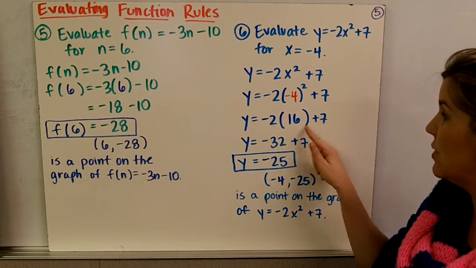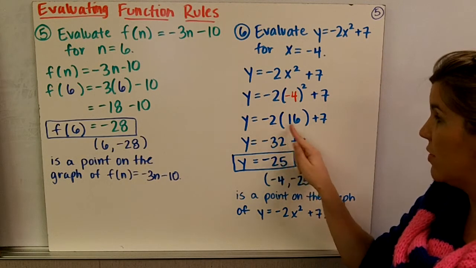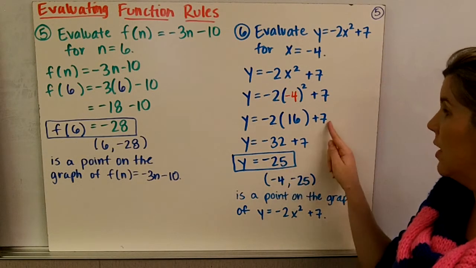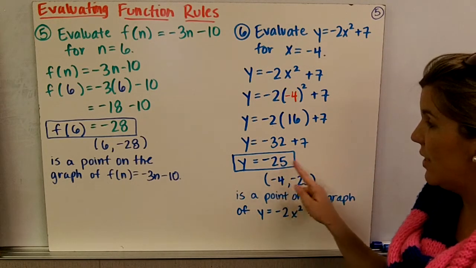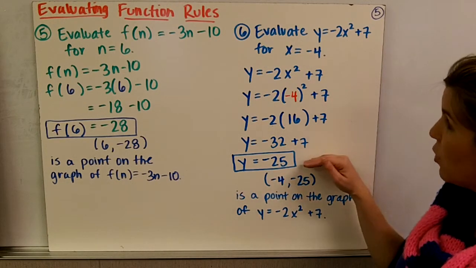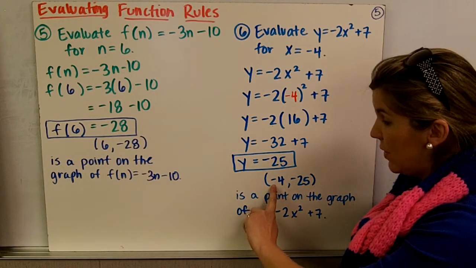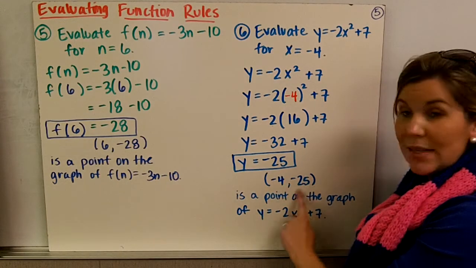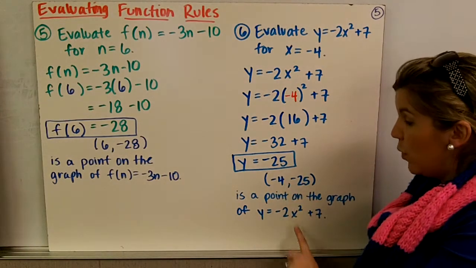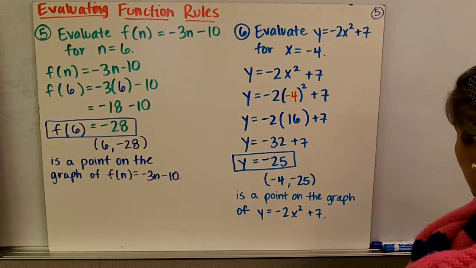So I have -2 times 16 plus 7. Now we multiply before addition, so this gives us -32. Carry down the plus 7. Now add 7. -32 plus 7 is -25. This is our y value when x is -4. So if x is -4, then y is -25. We can write it as an ordered pair. This point will be on this graph, and we'll look at that on our calculators later.